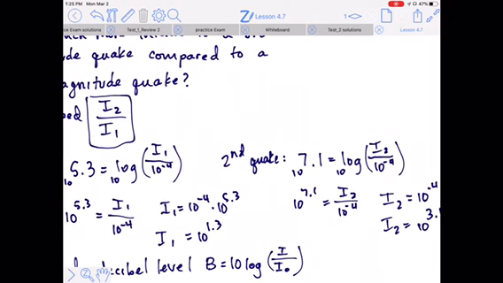So now we're ready to figure out how much more intense by making a ratio. The intensity of the second one was 10 to the 3.1. The intensity of the first one was 10 to the 1.3. When we're dividing terms that have the same base, we can subtract exponents. So 3.1 minus 1.3 is 1.8. So in terms of comparing the intensity, 10 to the 1.8.